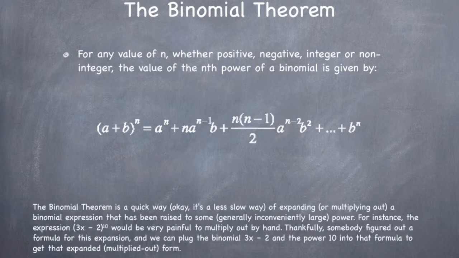The binomial theorem is a quick way, okay, a less slow way, of expanding or multiplying out a binomial expression that has been raised to some generally inconveniently large power. For instance, the expression 3x minus 2 to the 10th power would be very painful to multiply out by hand. Thankfully, someone figured out a formula for this expansion, and we could plug the binomial 3x minus 2 and the power 10 into that formula to get that expanded, multiplied out form.